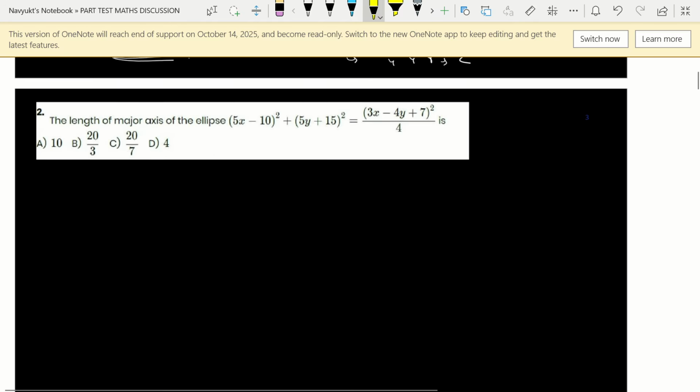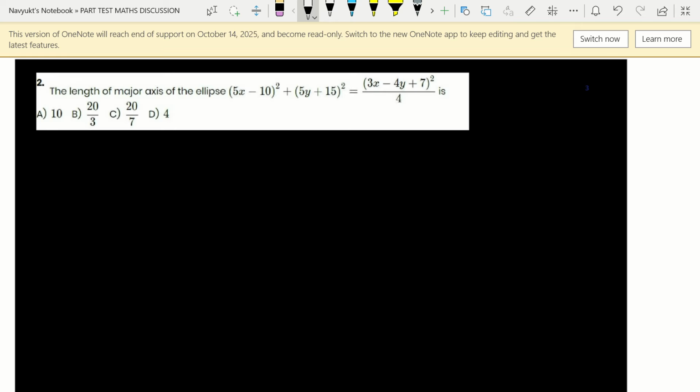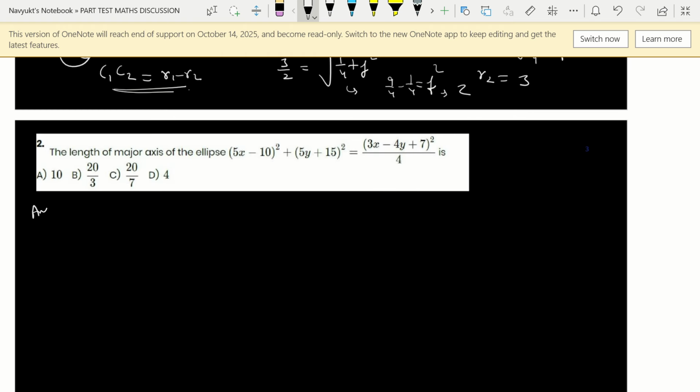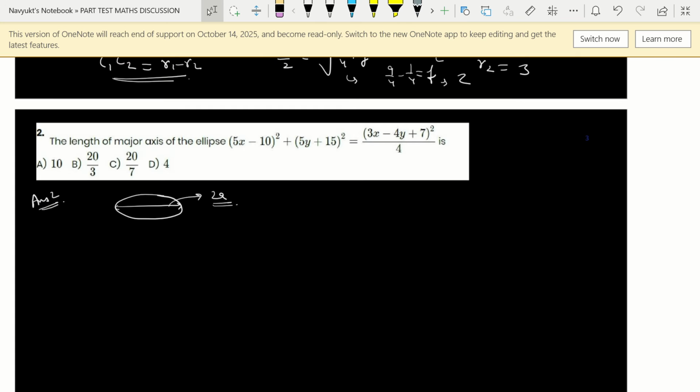We'll get to our second question, which says we need to find the length of the major axis of this ellipse. Now, first of all, what is the major axis of any ellipse? Any general ellipse, need not have its center on the origin only. For any ellipse, its major axis length is defined as 2a, correct? Right, if it is a horizontal one.